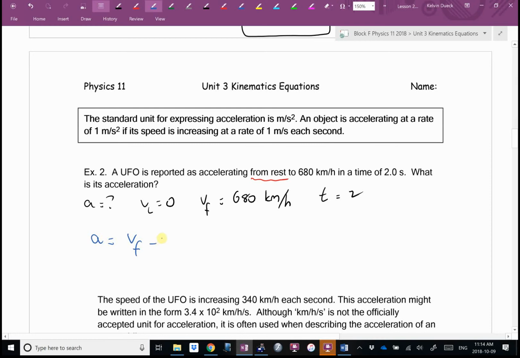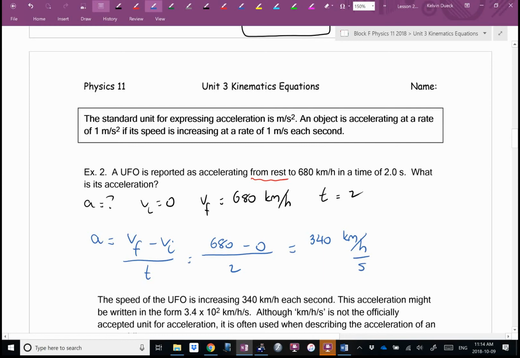It's going to be VF minus VI over T. It's going to be 680 minus 0 over 2. You might even be able to do that in your head because it's 680 divided by 2. I don't know about you. I can divide any number by 2, even if it's yucky decimals, because I'm pretty good at that part. 340? What would the units here be? The units would be kilometers per hour, that's from the speed, but then Ethan, per second.